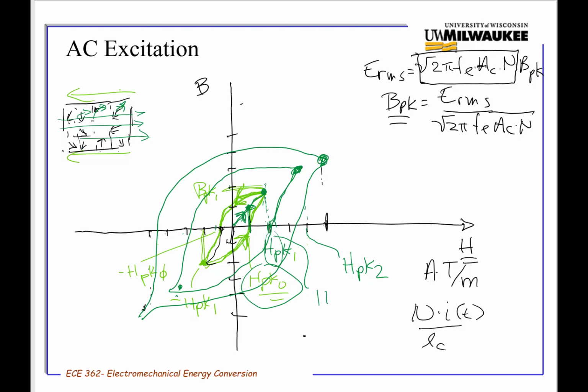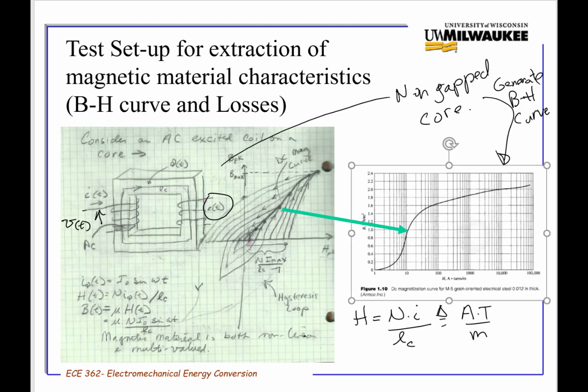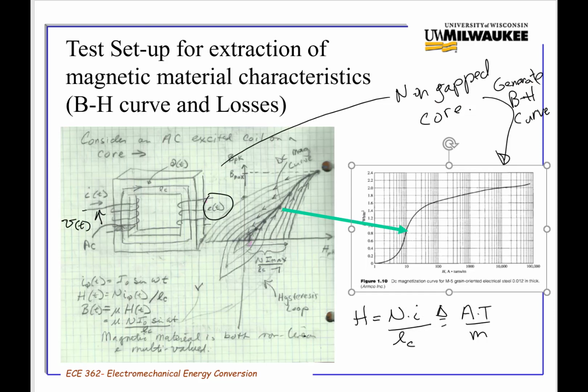Now we've talked about a BH curve and shown you what that looks like. When we introduced BH curves, I pointed out in the lecture, and in the example that I recorded, this picture right here. This is a typical BH curve for what's called M5 grain oriented electrical steel.